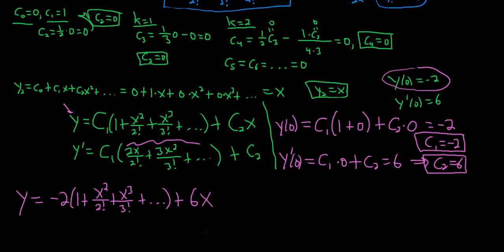So this would be the answer, but I'm pretty sure the problem wants us to write the final answer in terms of familiar functions. So if you remember from math, e to the x is equal to 1 plus x plus x squared over 2 factorial plus x cubed over 3 factorial, etc. So we almost have that here. We're missing the x. So here's what we do. We just put it there like this. So -2 parentheses 1 plus x.